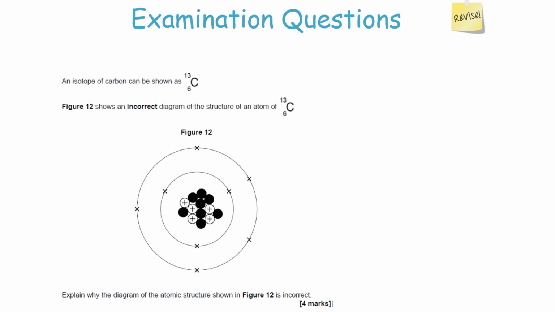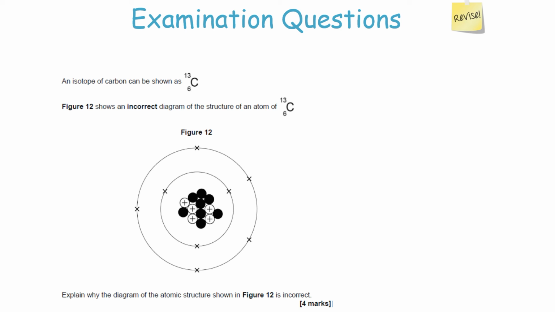Right, so again, you've got to know what the top number and the bottom number means. So the bottom number is the number of protons, but also for an atom, it will be the number of electrons because it's the same number. And then the top number is the number of protons and neutrons together. So therefore we can work out here we should have 6 protons, 6 electrons, and we should have 13 minus 6 neutrons, which is going to be 7.